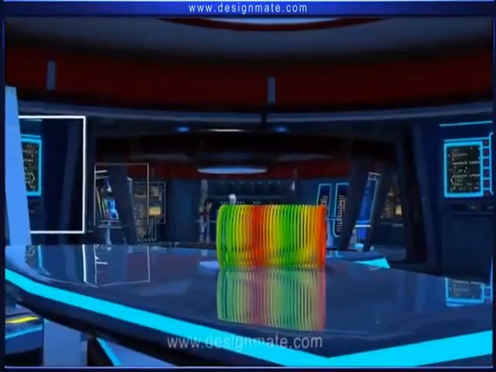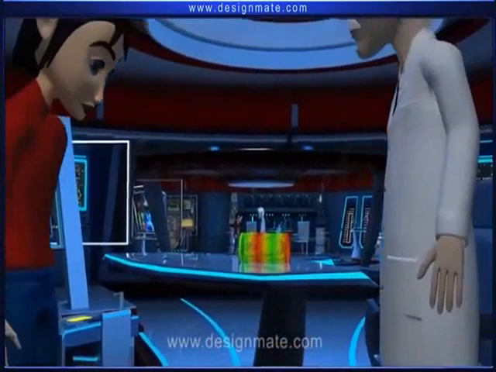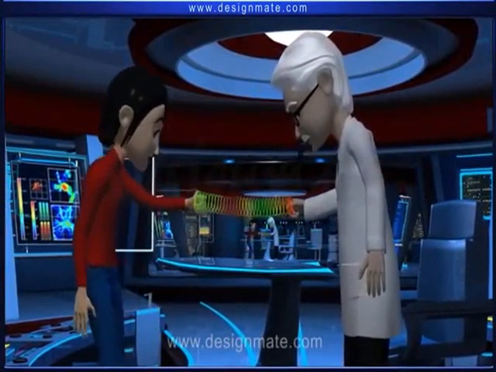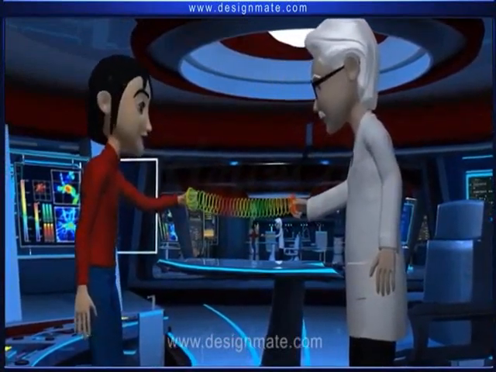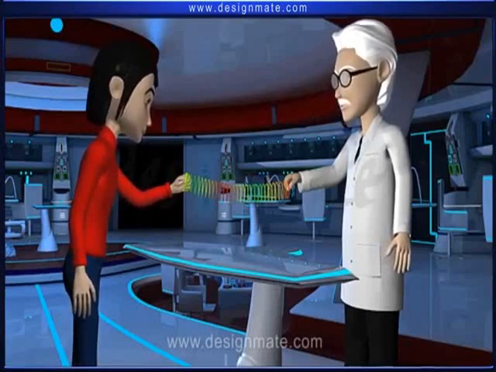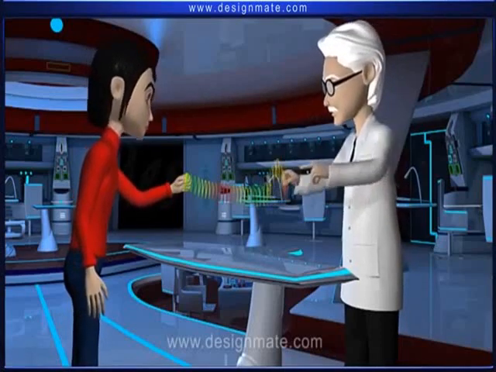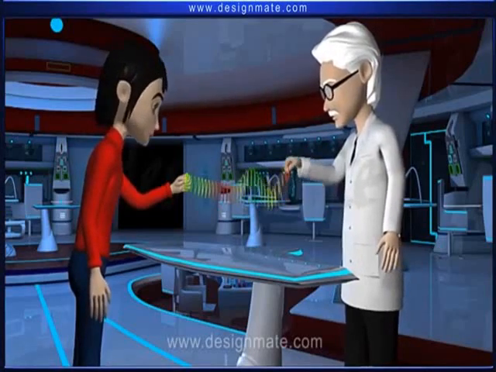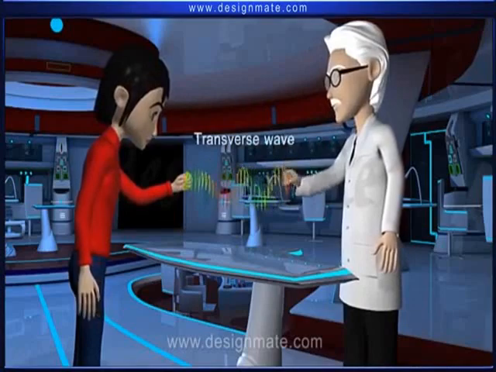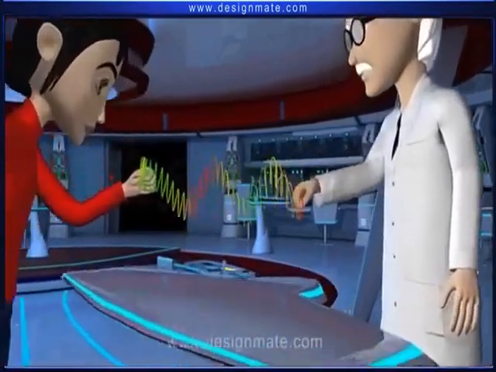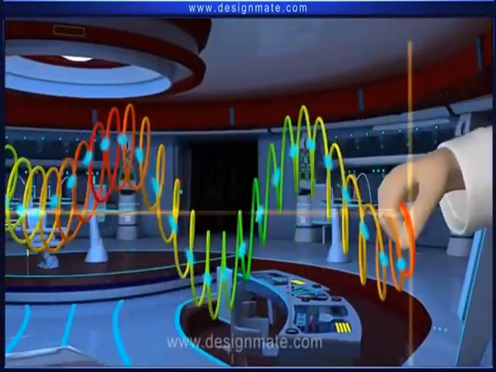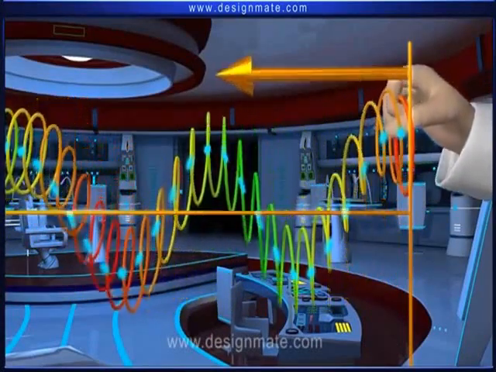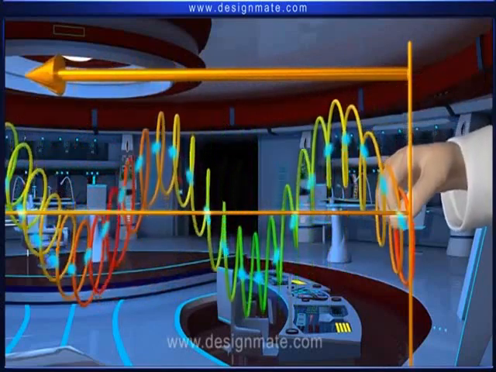Let's see how waves travel. We use a slinky spring to discover the 2 types of waves. Emily is holding one side of the slinky, while Dr. Zoc is holding the other end. By moving the end up and down, Dr. Zoc is sending energy through the slinky. Notice how the slinky moves. This is a transverse wave, where the medium particles vibrate in a direction perpendicular to the direction of wave propagation.